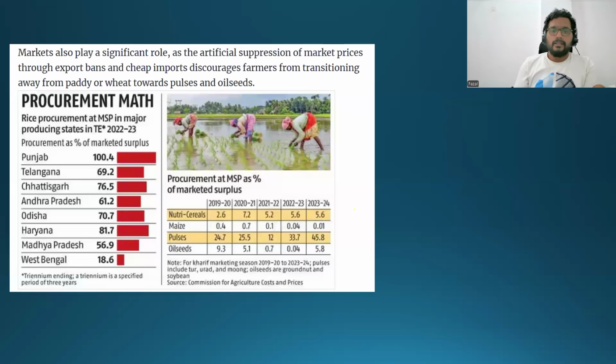And next, you will look at the data. The data clearly shows rice procurement and MSP in the major producing states, that is Punjab, Telangana, Chhattisgarh. So remember this order. Procurement is quite high in Punjab, and Telangana ranks second. And the market also plays a significant role, as the artificial suppression of market prices through export bans and cheap imports discourages the farmers. So here he is saying what initiatives the government is taking to procure this product and to justify production against domestic demand variations.